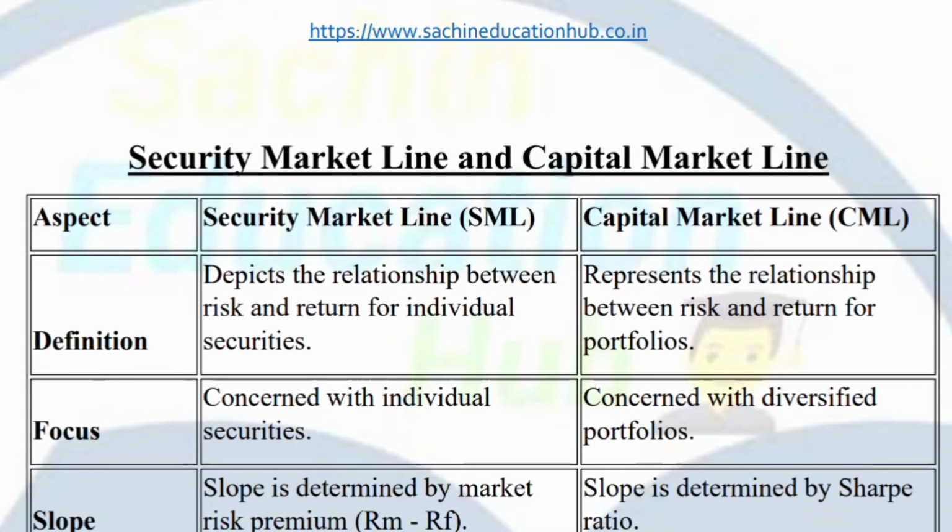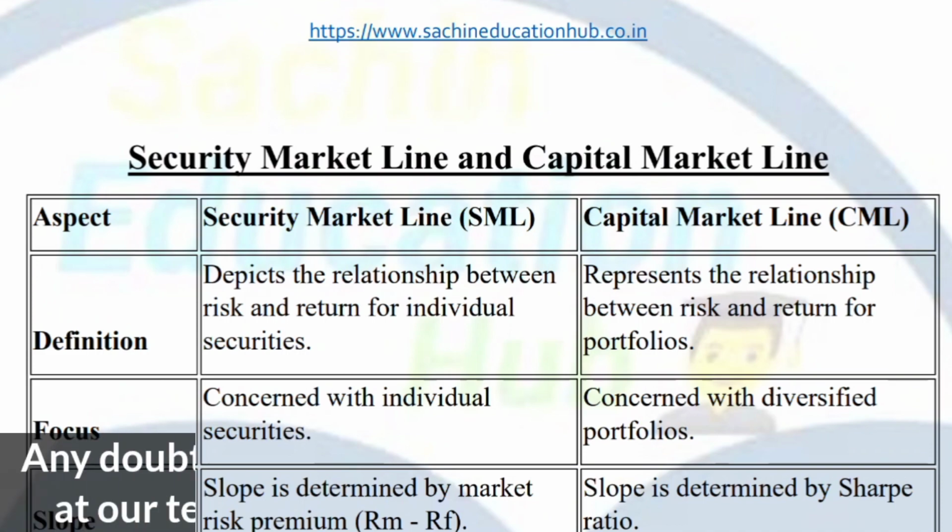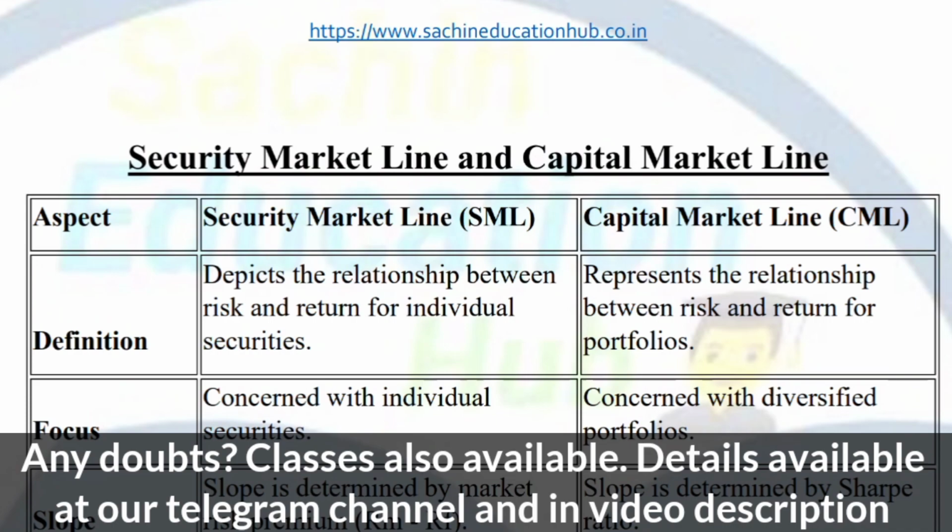Okay, so firstly, the differentiation is on the basis of definition. So what is a security market line? The security market line is a graphical representation of the capital asset pricing model, which depicts the risk and return relationship for individual securities. And what is the risk in this case? Risk is known as systematic risk.